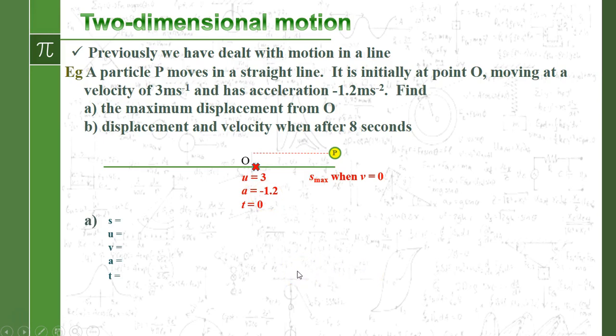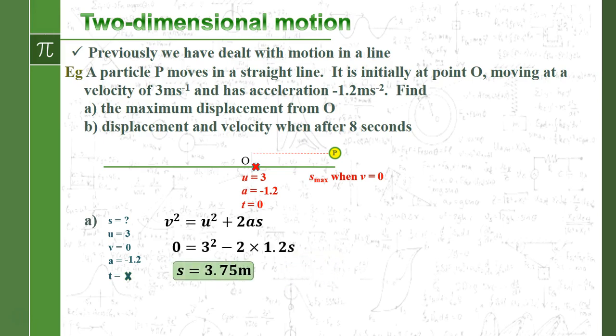So let's have a look at all the SUVAT stuff that we've got. S is the thing we're trying to find, U is 3, V is 0, A is minus 1.2, and we don't know T, we don't need it. So here we go, V squared equals U squared plus 2AS. Bash all the numbers into there. Do a bit of solving, and we know that our maximum displacement initially is going to be 3.75 meters.